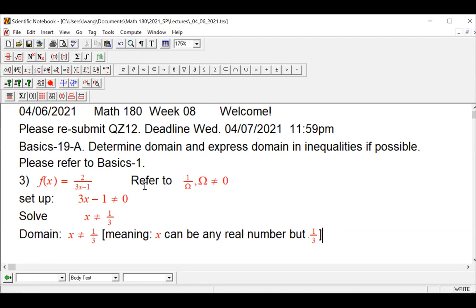This seems to be rather simple. Just imagine if you refer to the basic function, I think everything looks much simpler.